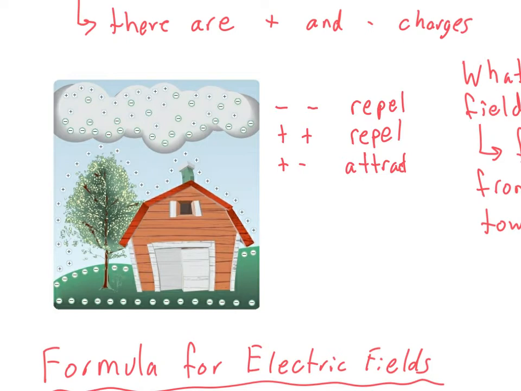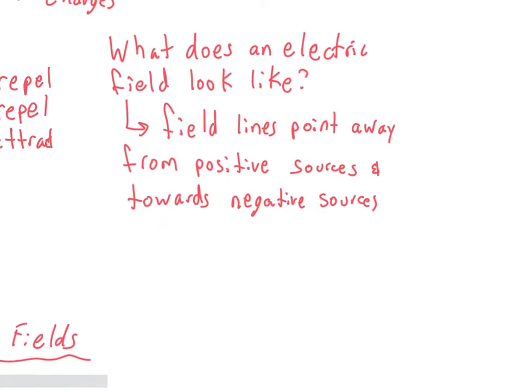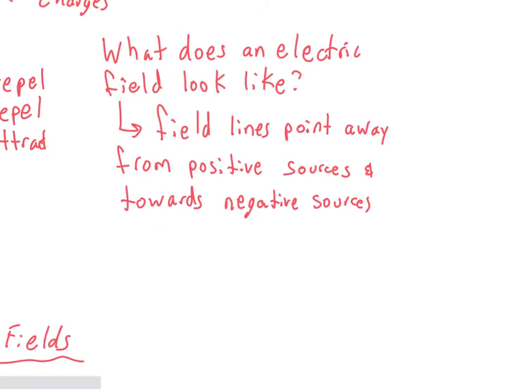Before we get into the formulas, I want you to understand a little about what this looks like. In words, field lines point away from positive sources and towards negative sources. What we're talking about is the movement of electrons. Electrons move towards the negative spaces. That's why they're negative: more electrons, more negative. That's the way we draw our fields as well.